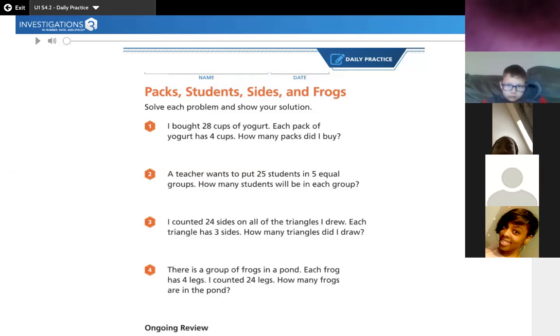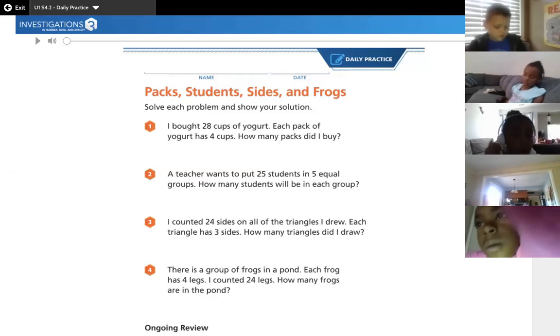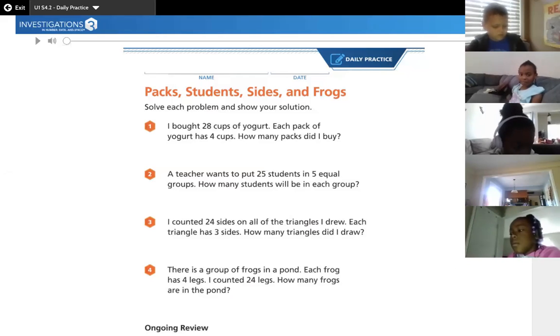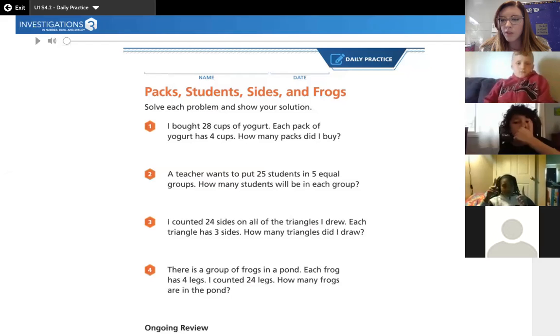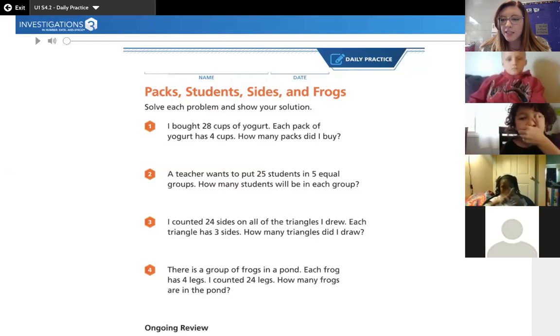All right, we'll just break it up. Do I know the number of groups? Or do I know how many yogurt cups are in one pack? Irisu says yes, Akila says yes. All right, so yes, I know my amount in each group.